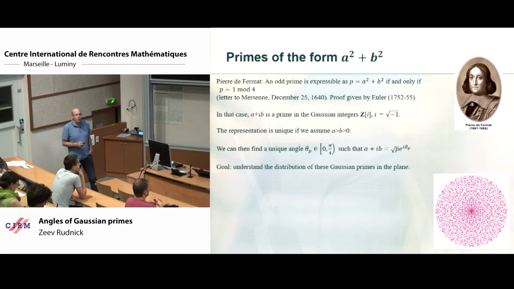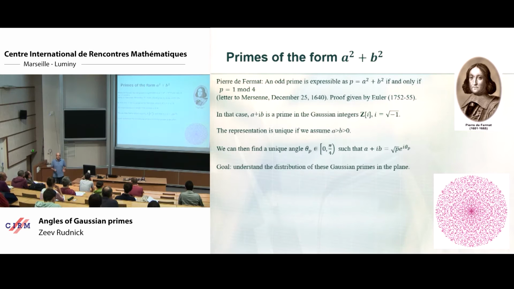And what I want to do is to understand this sequence of points in the interval between 0 and pi over 4, as you vary over all primes which are 1 mod 4. So I want to know, does this look like a random sequence of points? That's the goal.